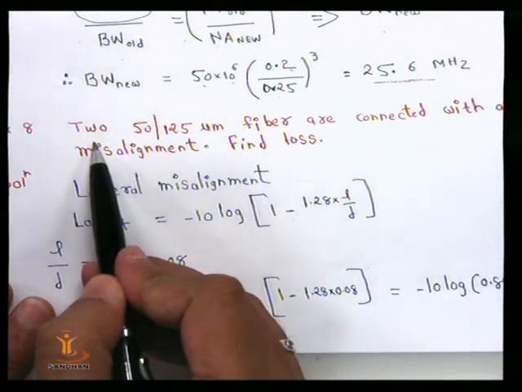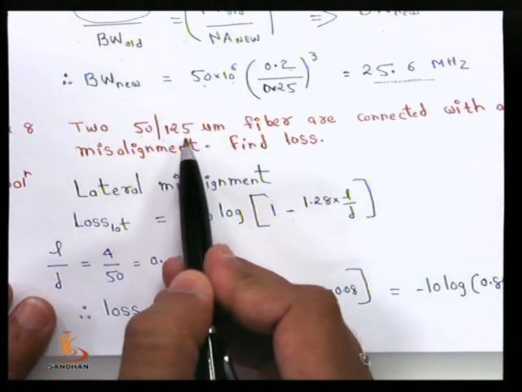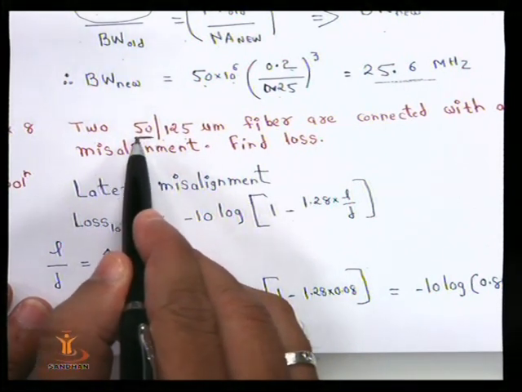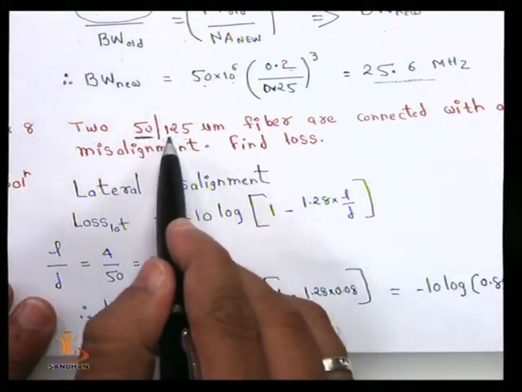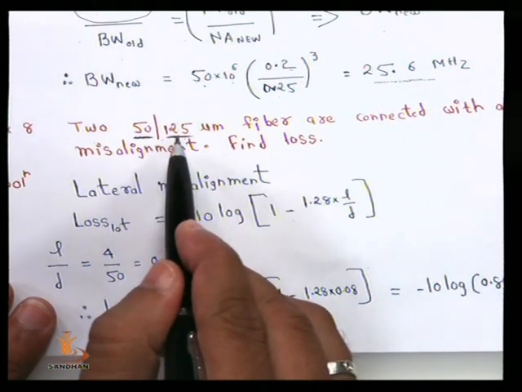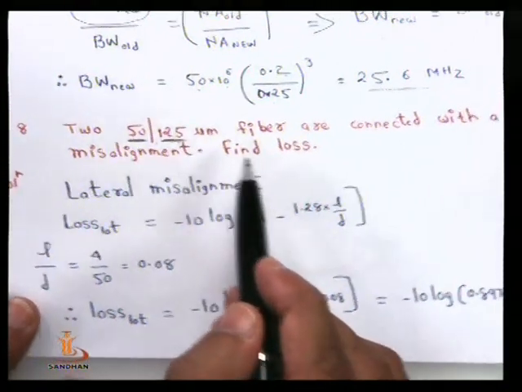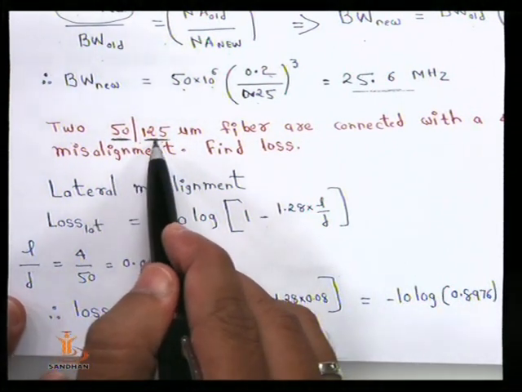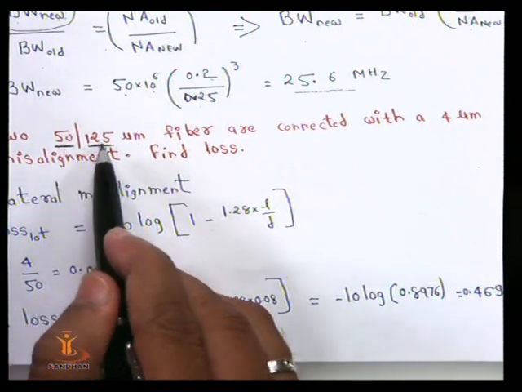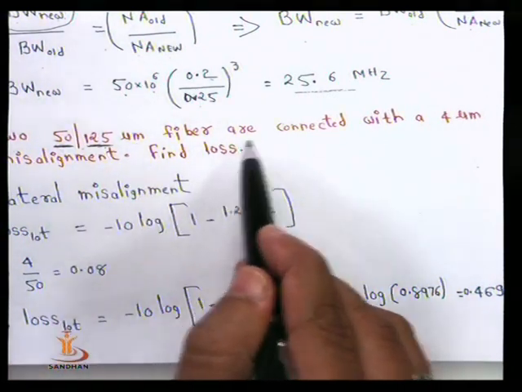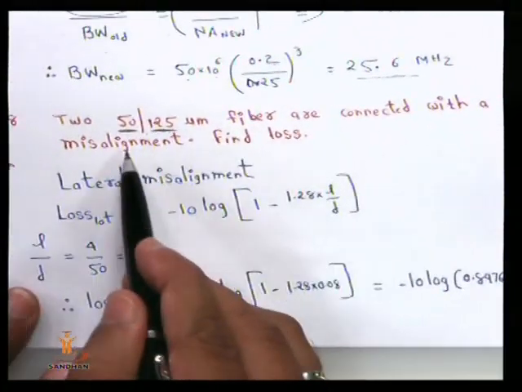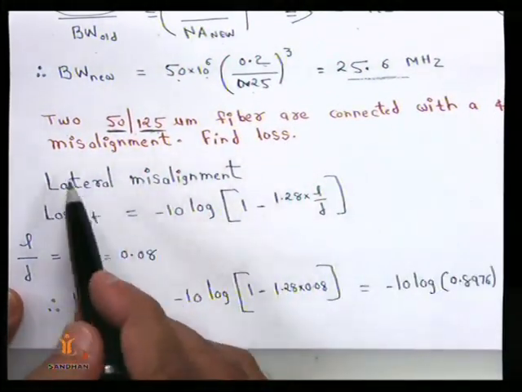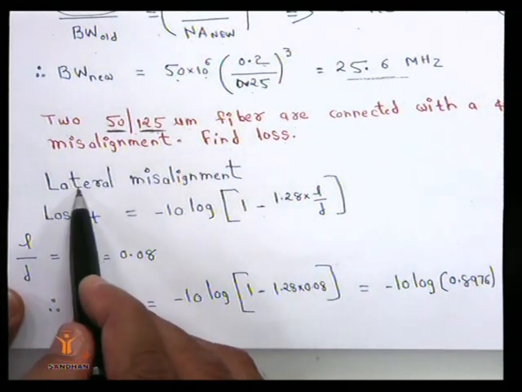Here, 50 oblique 125 micrometer: the 50 is the core diameter and 125 is the cladding diameter. 50 oblique 125 micrometer fibers are connected with a 4 micrometer misalignment. Find the loss. This is known as misalignment loss, or lateral loss.